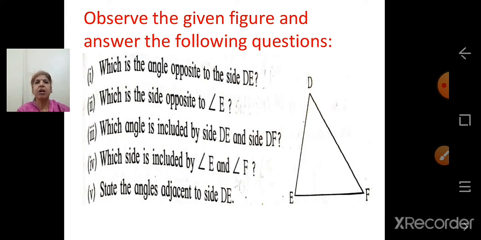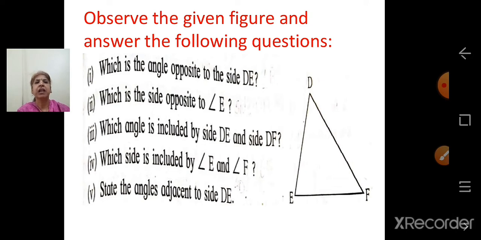Which is the angle opposite to the side DE? Second one is, which is the side opposite to angle E? Third one is, which angle is included by side DE and side DF? And next one is, which side is included by angle E and angle F? State the angles adjacent to side DE.